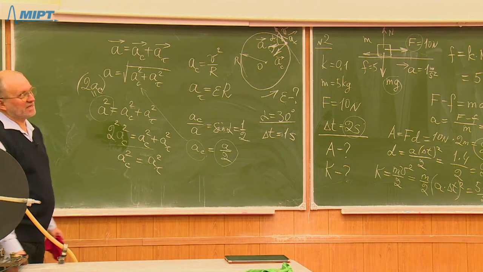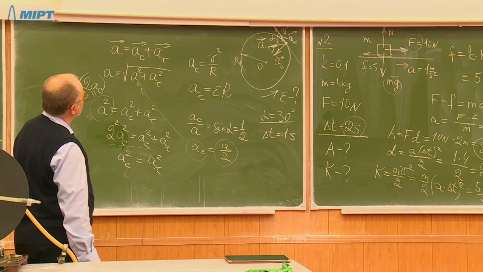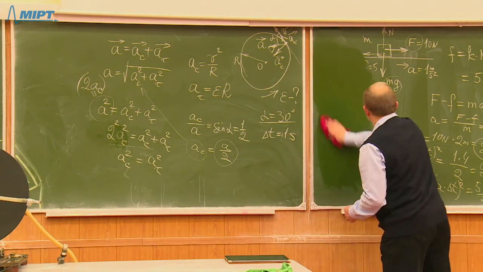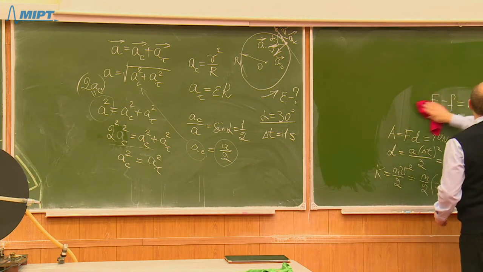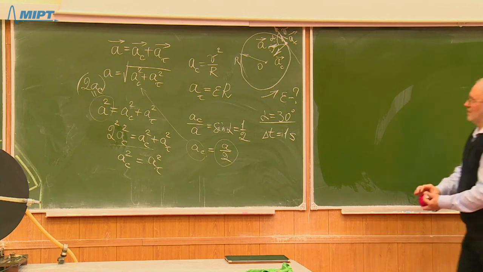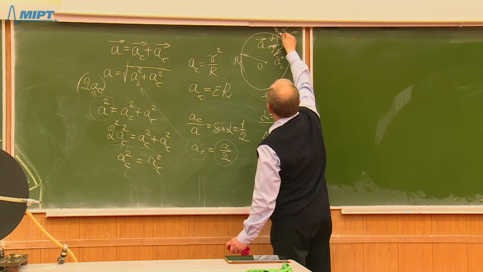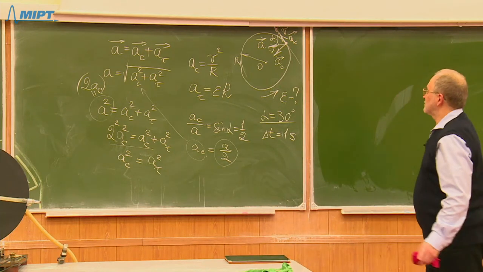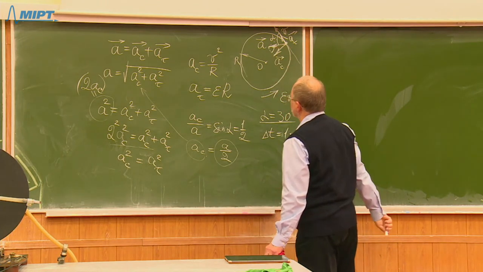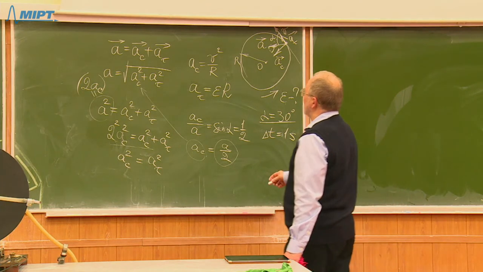Something seems to be wrong here. I have made a mistake. Okay, good. I was in a hurry, and I see something's wrong. Why? Because if the centripetal acceleration equals the tangential acceleration, then this angle will be 45 degrees. That will be an isosceles triangle. But it's not 45 degrees, it's 30 degrees. So there is a mistake somewhere in my calculations. Well, let's find it.